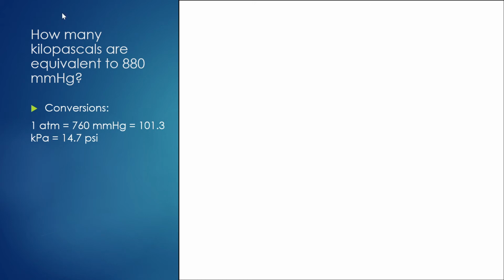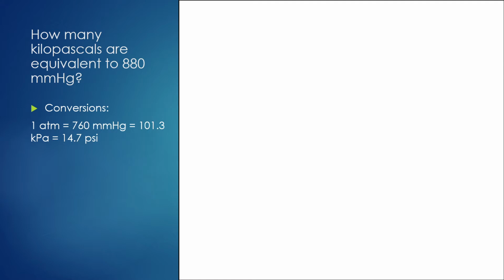Okay, so these should be pretty familiar. We're just going to do some practice conversions and then we will start plugging in things to our equation later on. So the first thing that we need to know is how to convert back and forth between kilopascals, millimeters of mercury, atmospheres, and pounds per square inch.